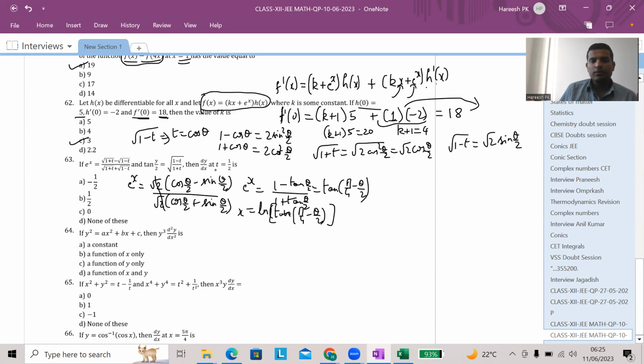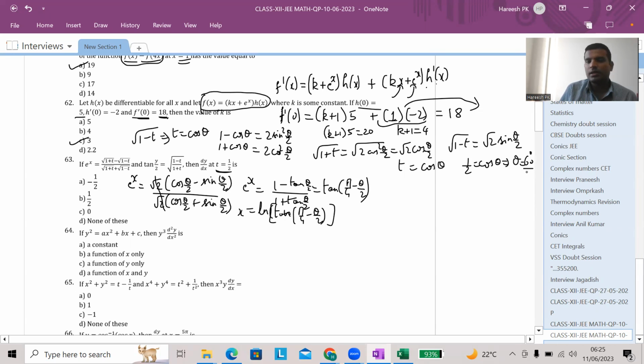Now, when t is half, we are substituting t as cos theta. So half is equal to cos theta. That means theta is nothing but 60 degrees. So keep this in mind. In the end, we may have to substitute for theta. So now what about this y? So tan y by 2.